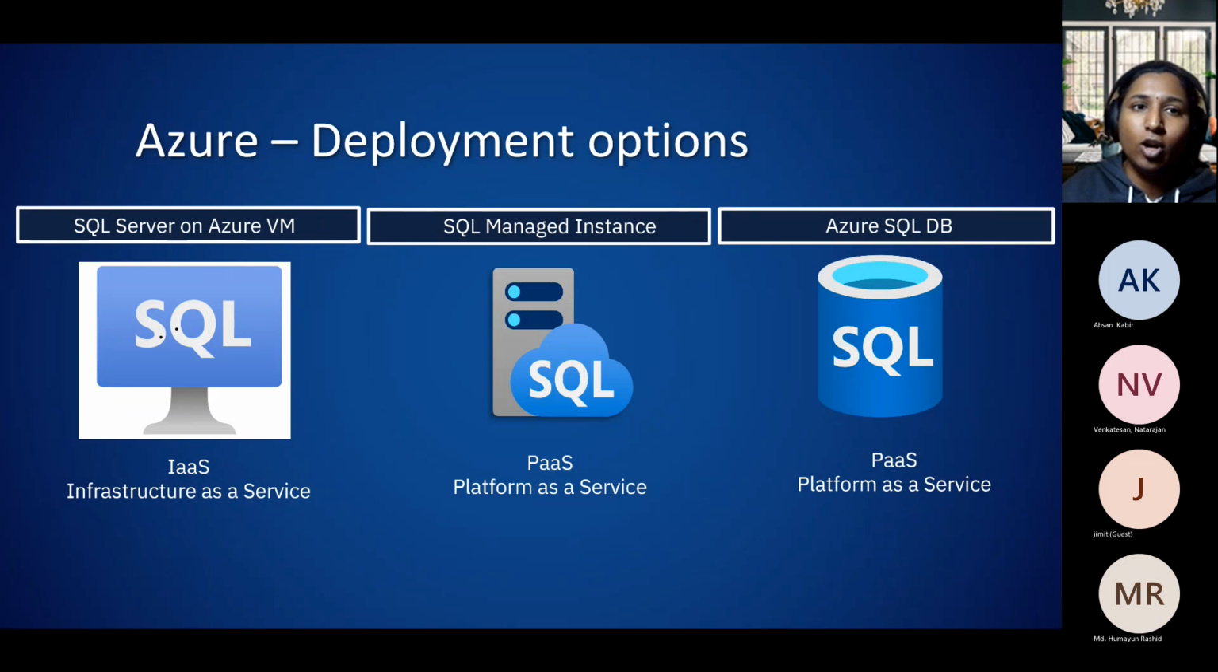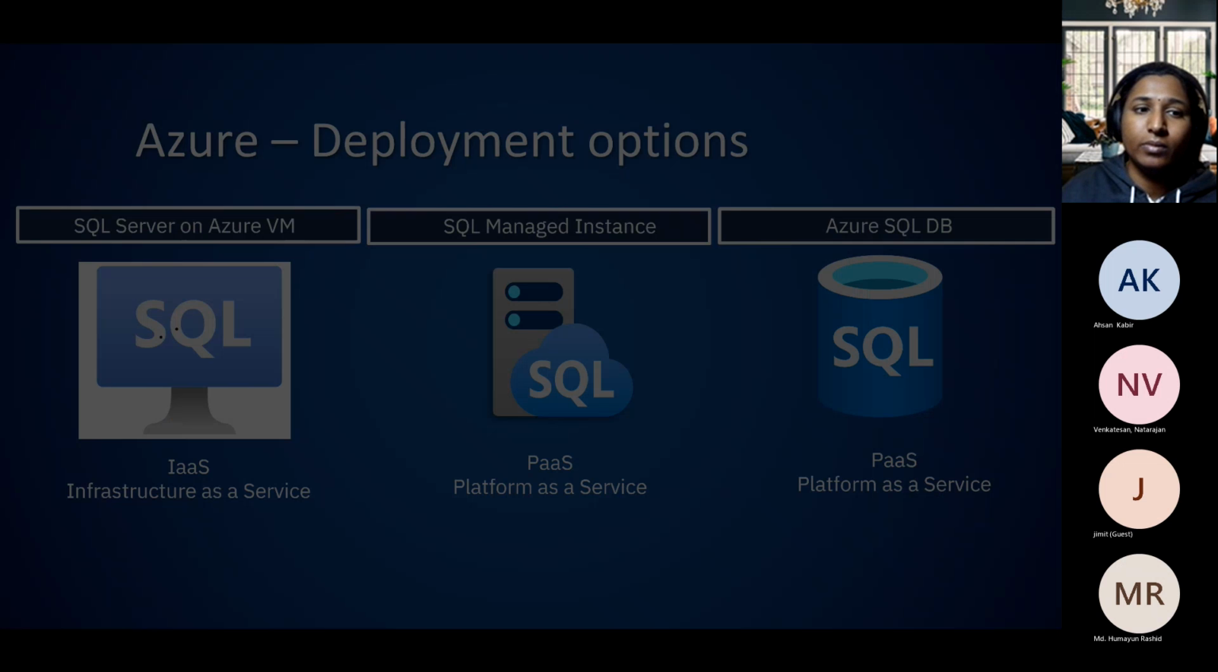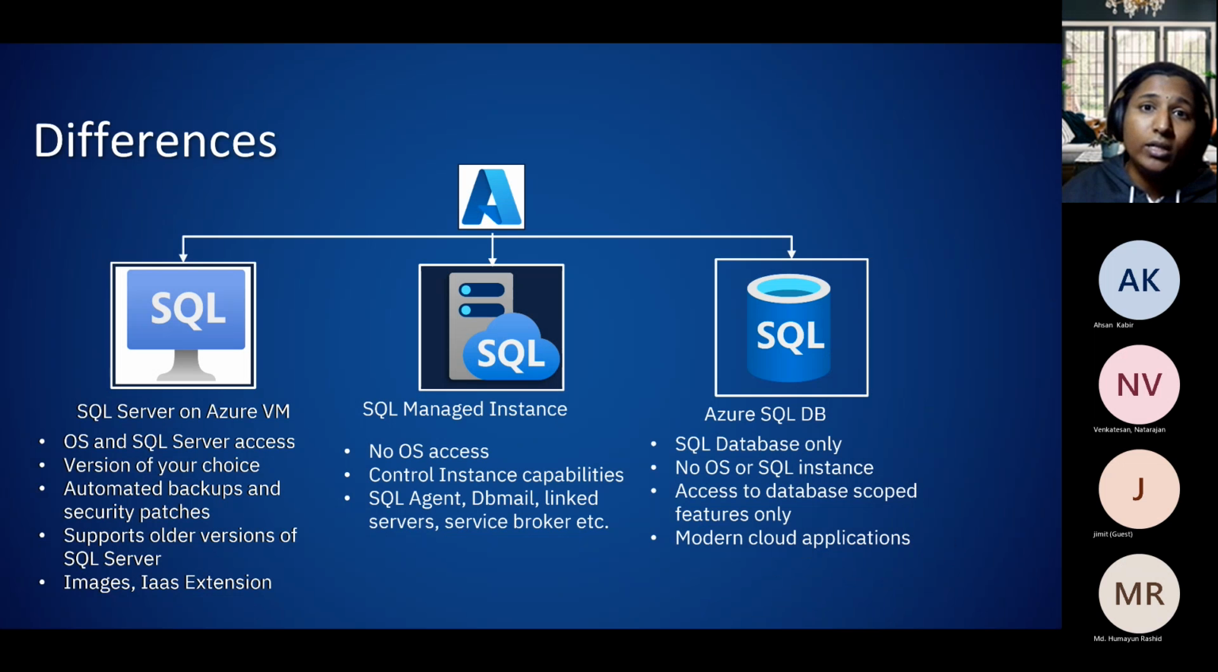Let's talk about the deployment options as an overview. So we have two services that are provided by Microsoft: infrastructure as a service and platform as a service. Under infrastructure as a service, we have SQL Server on Azure Virtual Machine. Under platform as a service, we have SQL Managed Instance and Azure SQL Database. Now let's go ahead and see each one of them, and see the differences between them.